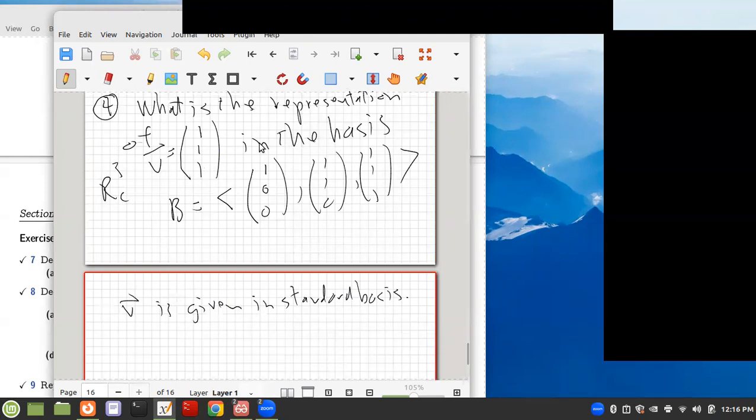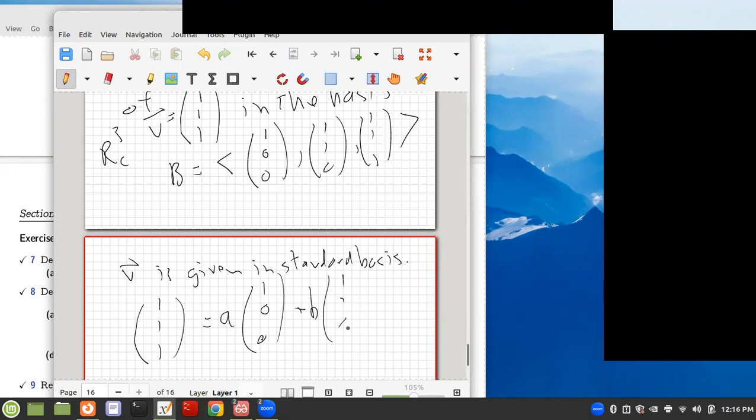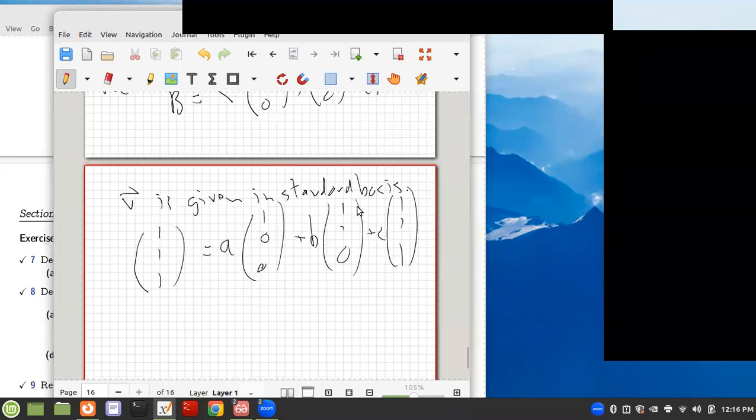Okay, so what I want to do is, well, if this vector is in R3C, and this is a basis of R3C, I should be able to write 1, 1, 1 equals some number times the first vector, plus some number times the second vector, plus some number times the third vector. And since it's a basis, there's a unique set of numbers, A, B, and C, for which this is true. So, can you see a solution?